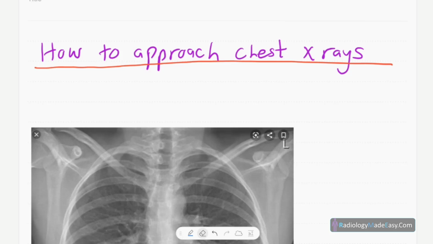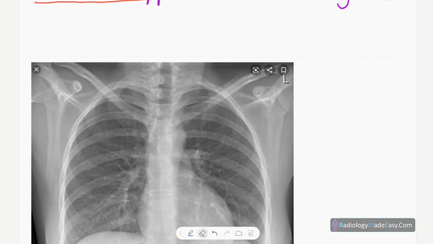Hi, welcome back everyone. Today we are going to start a new series in radiology, the "how to approach" series. In that series I'm going to describe approaching chest x-rays, approaching abdominal x-rays and approaching bone x-rays. Those are important things in radiology before identifying any pathologies. The first topic in our approach series is how to approach chest x-rays.